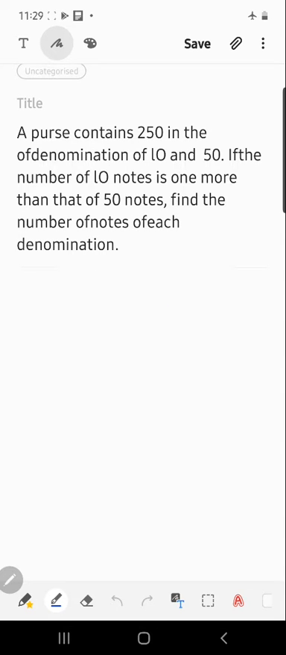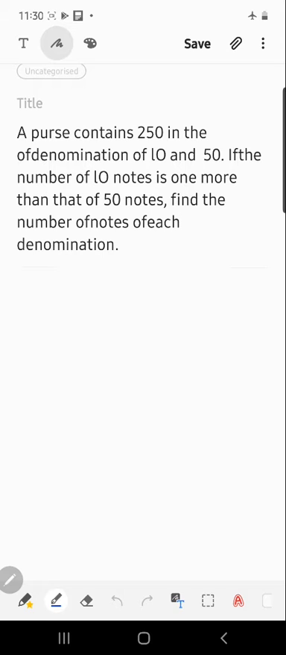Okay, here see one more problem. A purse contains 250 rupees in the denomination of 10 rupees and 50 rupees notes. If the number of 10 rupees notes is one more than that of 50 rupees notes, find the number of notes of each denomination. In this problem we are going to find how many 10 rupees notes and how many 50 rupees notes are there in that purse.